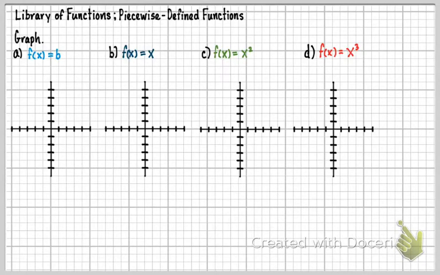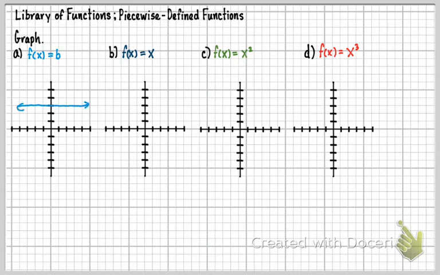Library of functions, piecewise-defined functions. So first we're going to start by looking at some basic graphs. So for the first one, number A, it says graph f of x equals b. Now this b could either be a positive or negative real number. So in essence, I'm just going to put it here and just call this b for now.